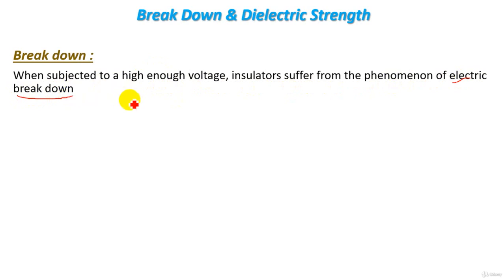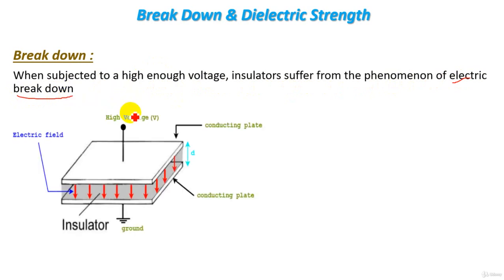To understand this phenomenon, let's take this configuration. This configuration consists of two conducting plates, the upper conducting plate and the lower conducting plate. The upper conducting plate is subjected to high voltage and the lower conducting plate is grounded, so it has zero voltage. Also, we have the insulator between the two conducting plates to isolate the high voltage plate from the earthed plate. The separation between the two plates is D.